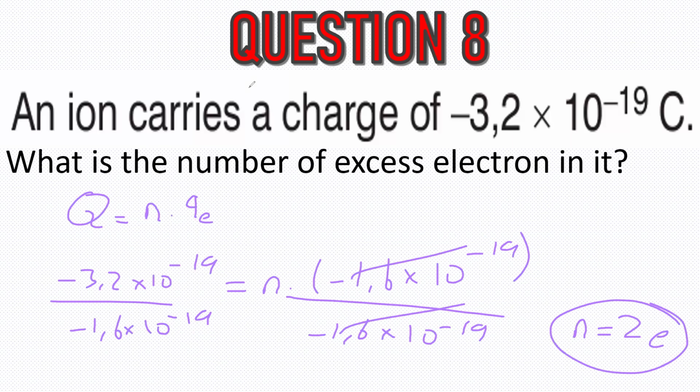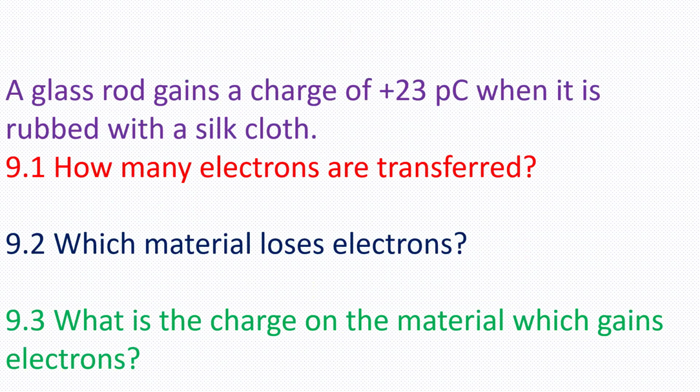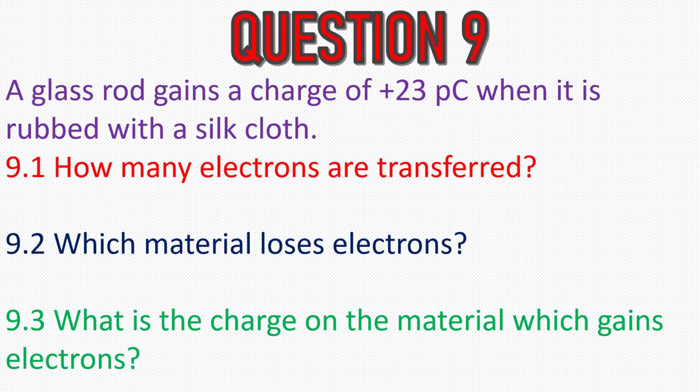Okay, let's continue with next question. Calculating number of electrons in any object using this way. So now long question, question 9. Okay, a glass rod gains a charge of, don't misunderstand, gains not electron, gains a charge, plus 23 picocoulombs. You remember that pico, right? So when it is wrapped with a silk cloth, how many electrons are transferred? Which material lose electrons? What is the charge on the material which gains electrons?